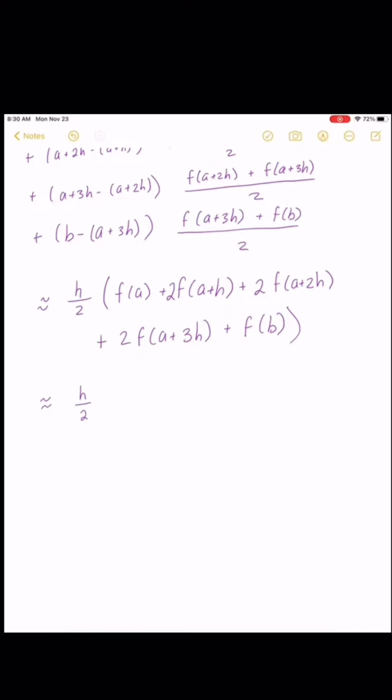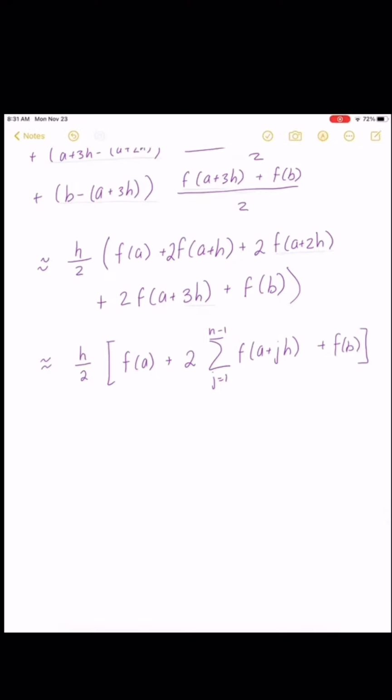Our integral is approximately h over 2 times, we have f of a just once, plus 2 times the sum from j equals 1 to n minus 1 of f of a plus jh, and then plus f of b separately. And if we wanted this to be an exact equality, we can add in the error term.